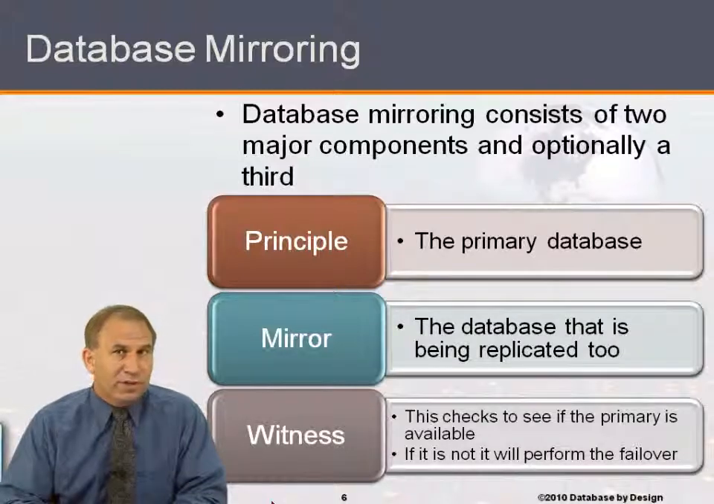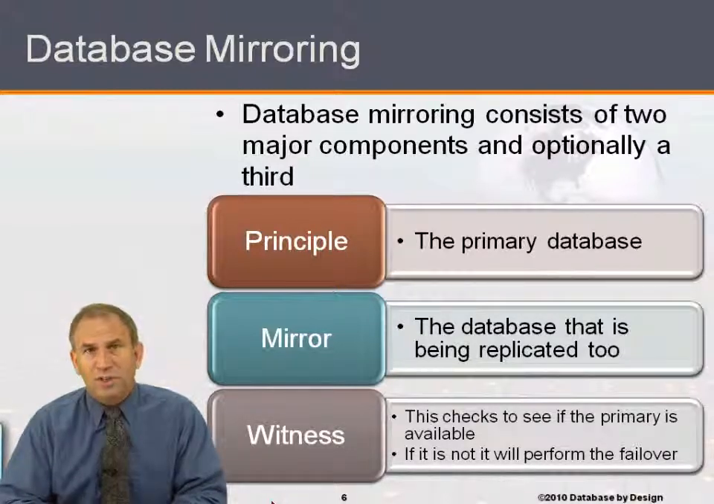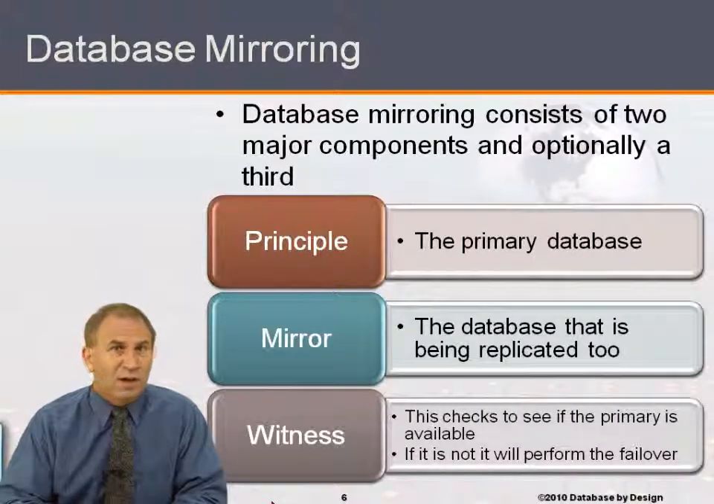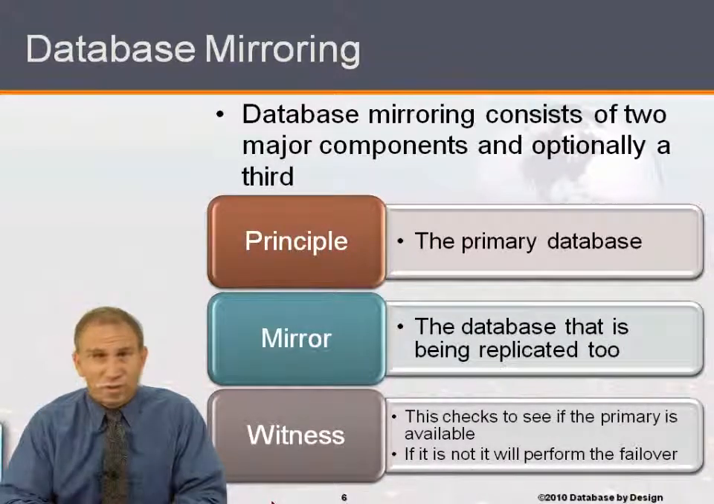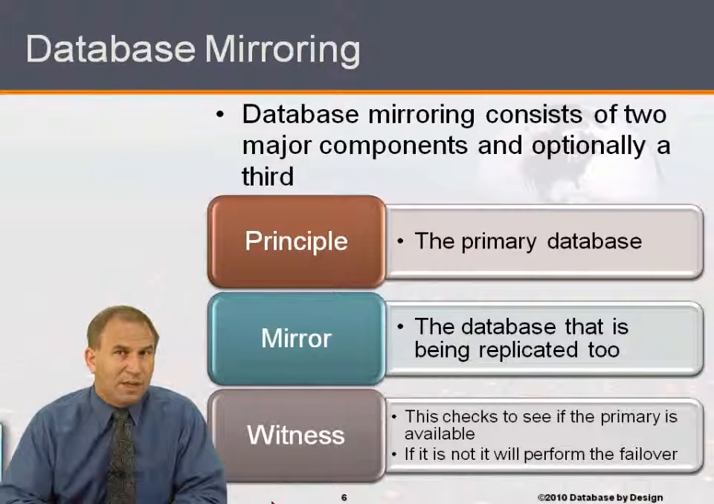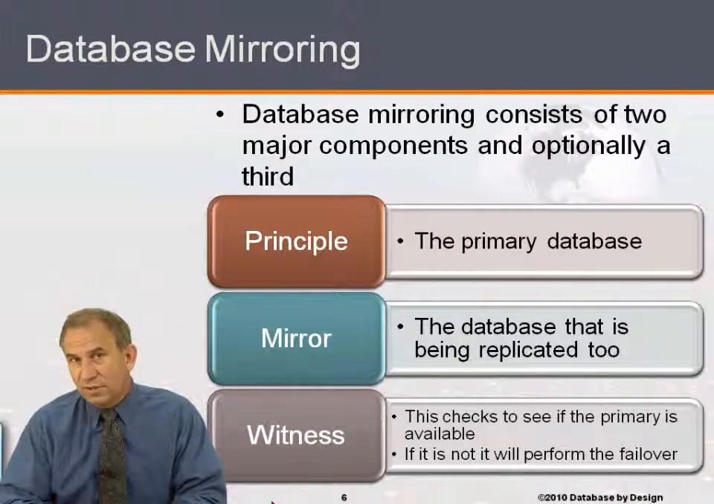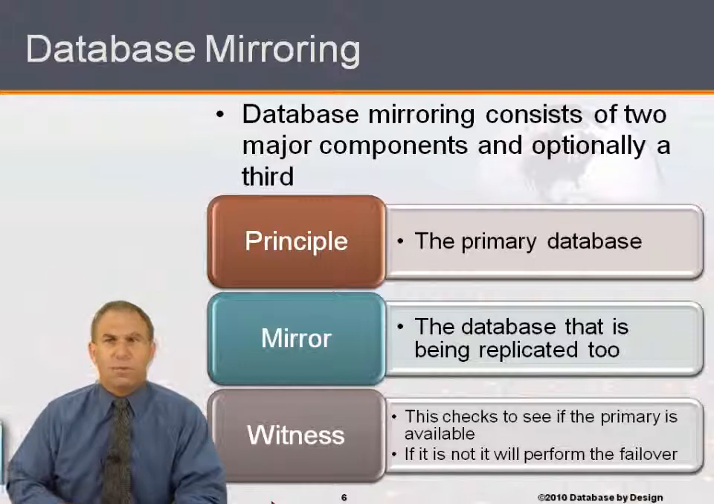The witness will periodically ping or look for a heartbeat of the principal. If it cannot find the heartbeat of the principal, it will automatically fail over to the mirror, thus making the mirror the new principal. It is totally optional. It is not required. If you do not have a witness server, then the failover would be performed manually.